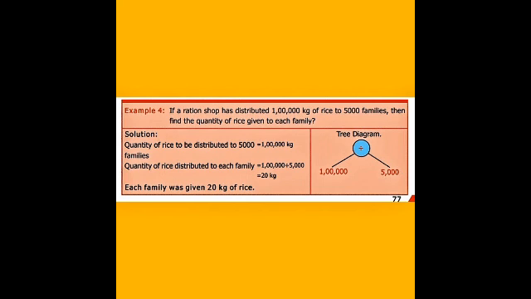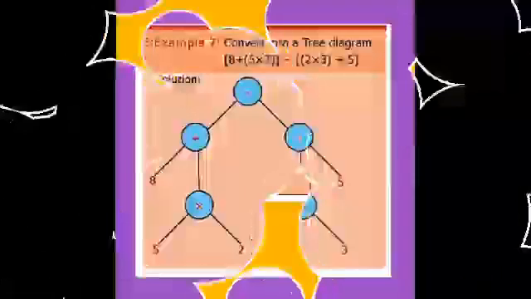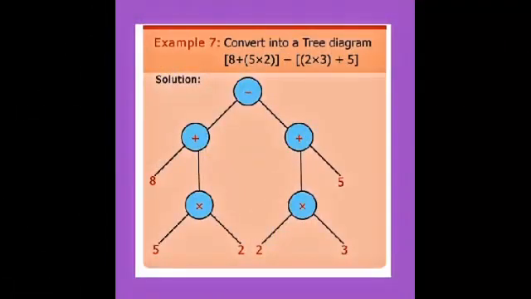How to convert into the tree diagram? Till now we learned about statement problems and how to convert them. Now, without a statement, directly the sum is given. How to draw the tree diagram only we are going to see. Example 7, convert into tree diagram: 8 plus 5 into 2 minus 2 into 3 plus 5. We learned for the sum already, considering E1, E2, F1, F2, R1, R2, like that only we are going to see here.